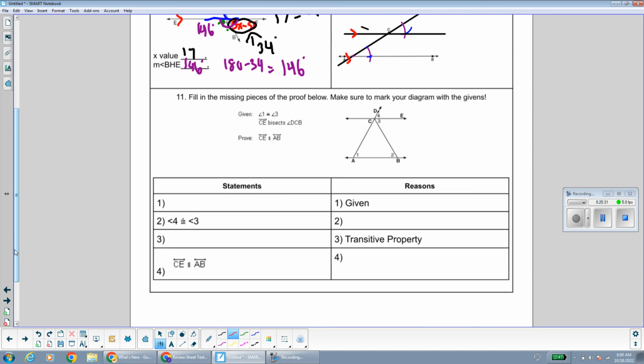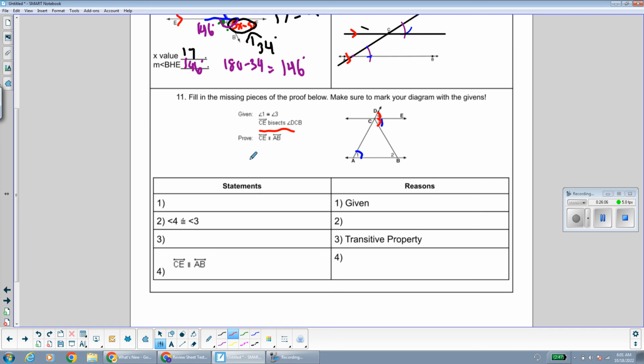Okay, this one we're going to fill in the missing pieces of the proof. So angle 1 is congruent to angle 3. CE bisects angle DCB. I know that if we have an angle bisector, it splits the angle into 2 equal parts. So I'm going to mark that in my diagram. Since I'm using different colors, this looks really horrible on the computer. I'm just going to use the same marking because I'm using different colors.